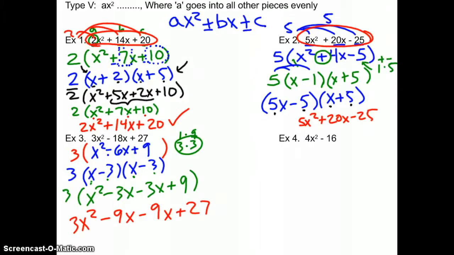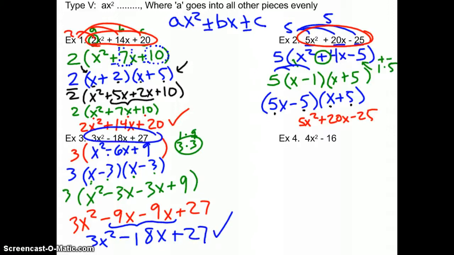Now this time I saved my combining like terms until the very last step, which is here. So I have 3x squared, negative 9x plus negative 9x, or negative 9x minus 9x, which is the same thing, is going to give me a negative 18x, and my leftover 27, which is what I started with.